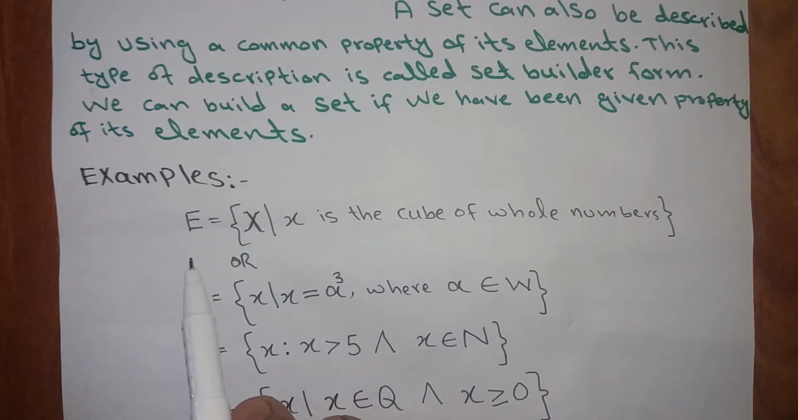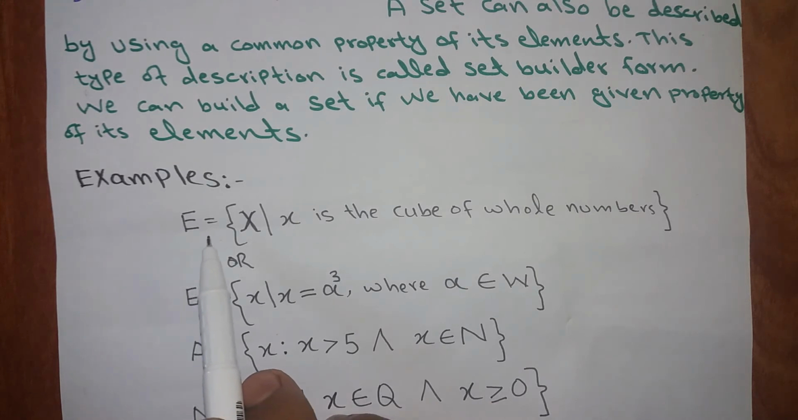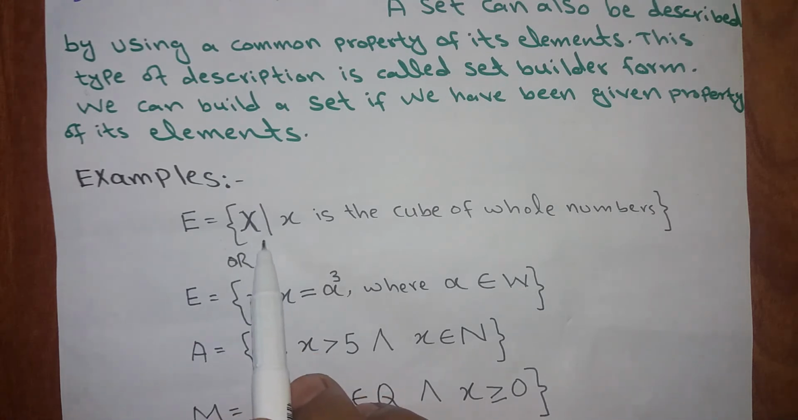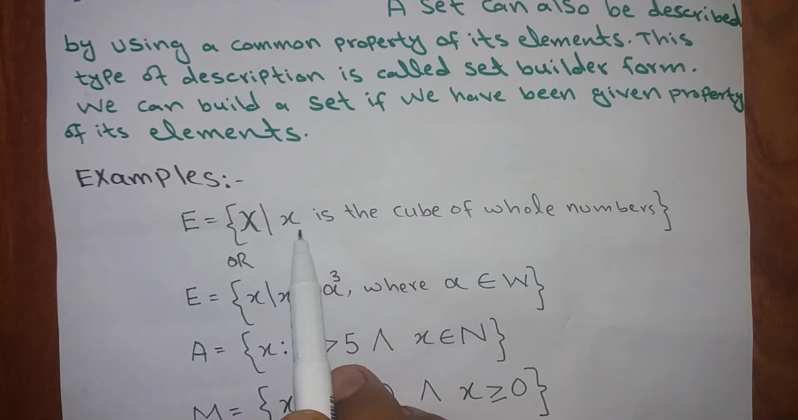Now we look at some examples. E is equal to, starting curly bracket. We use curly brackets in set builder notation also. These are used in either tabular form or set builder form. So X such that, this symbol means such that, X is a cube of whole numbers. What are whole numbers? Whole numbers start from 0, plus 1, plus 2, plus 3 and so on. So X is the cube of a whole number.